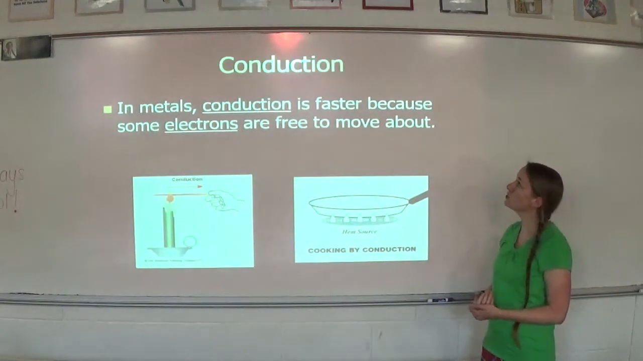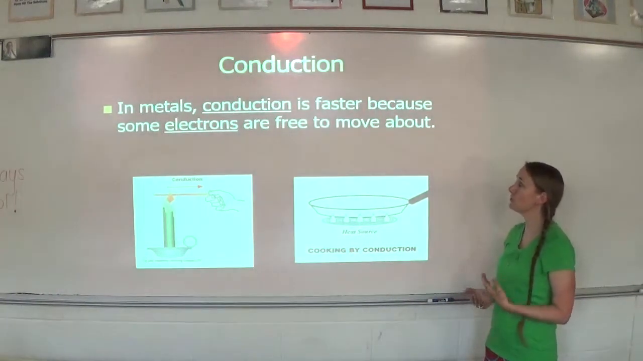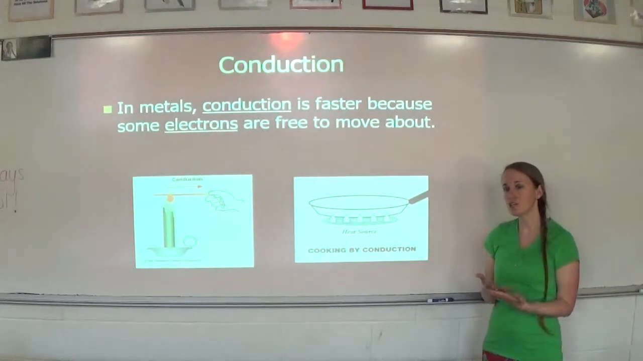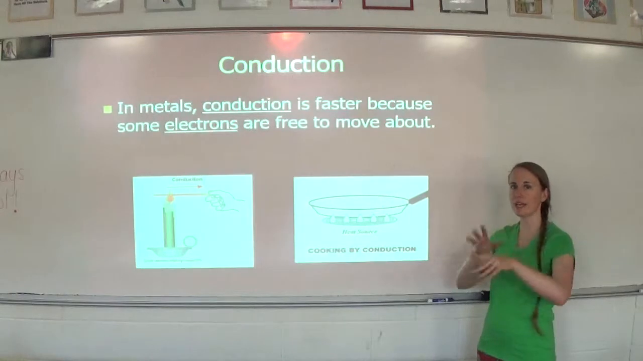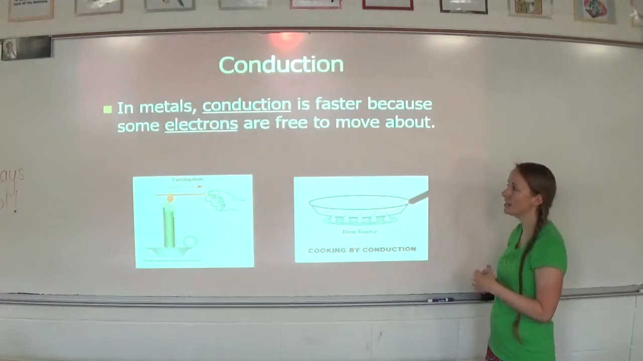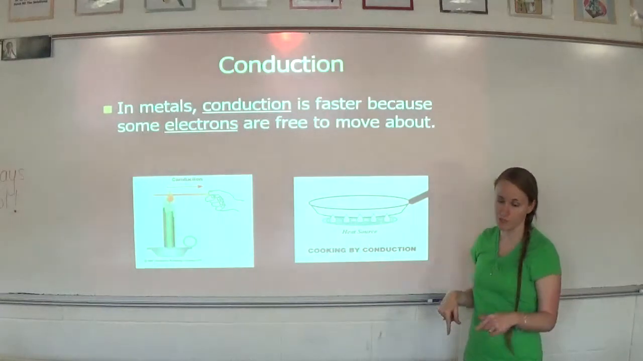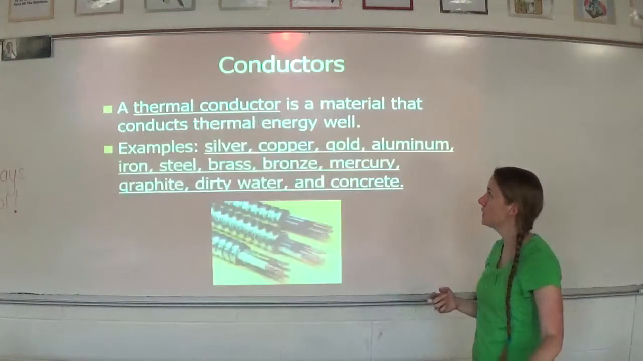In metals, conduction is faster because some electrons are free to move about. In metals, they have something called the sea of electrons, where the electrons are mobile and can travel between the different metal ions. And so that's why metals heat up very fast. They also have low specific heats, just saying from the previous video.